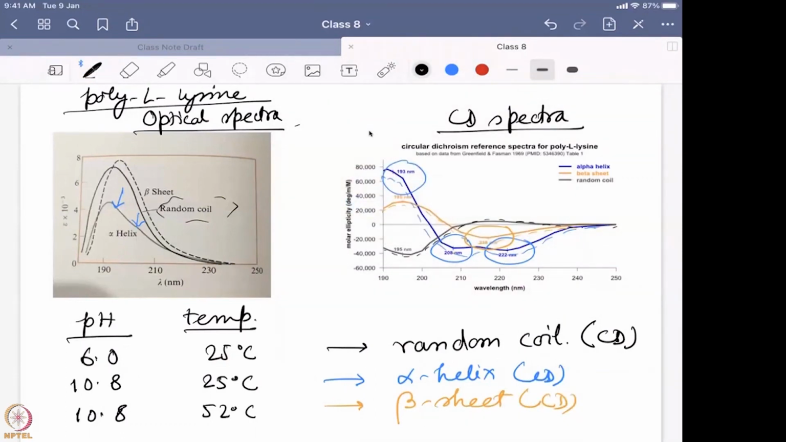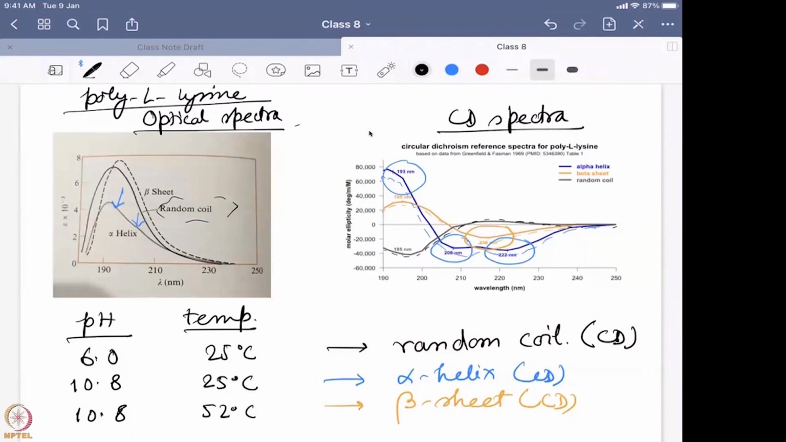So all this data is supported by the CD spectra. CD spectra is much more straightforward data that you can use to find out exactly what is happening. And you can see there's a huge change happening in the solution-based structure of the system. It is going from alpha helix to beta sheet and random coil. All these huge changes are happening with respect to pH and temperature, and CD spectra can undoubtedly give you the idea of what is actually happening.